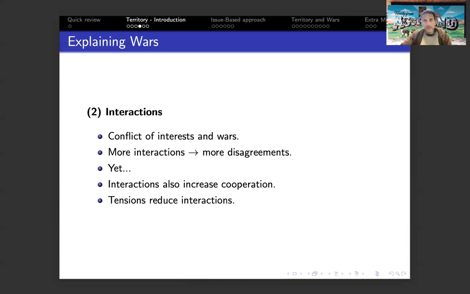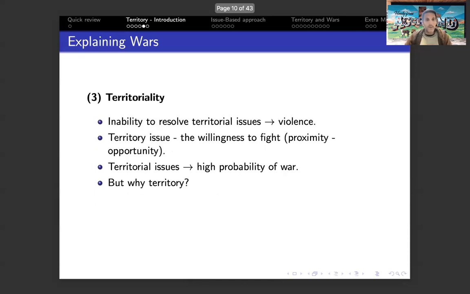So the third explanation is the one that he promotes most, and that's called territoriality.